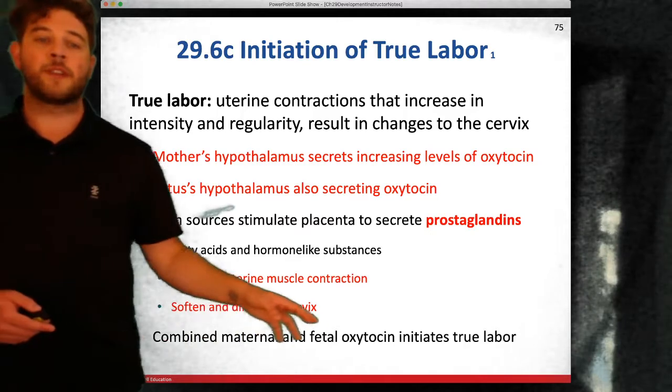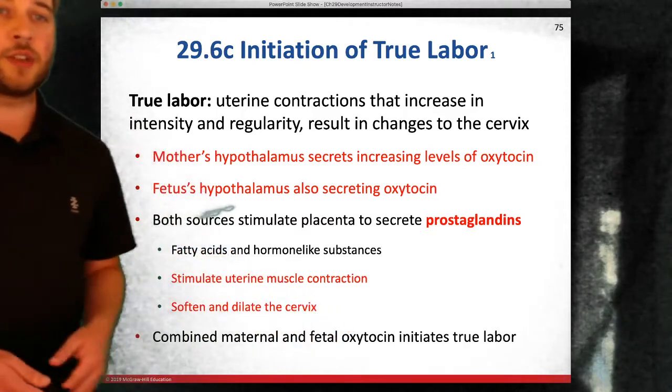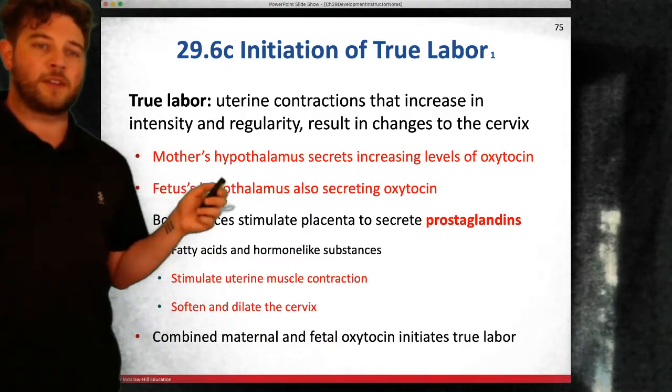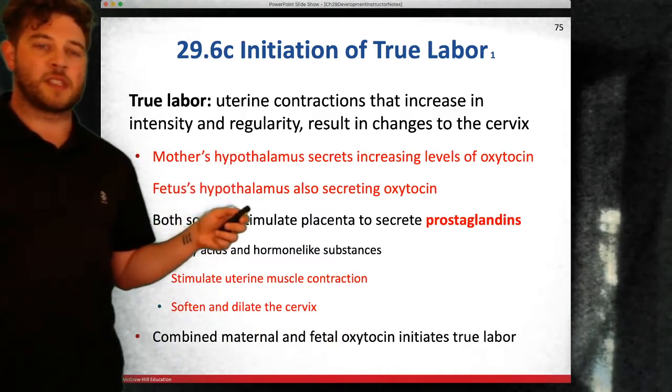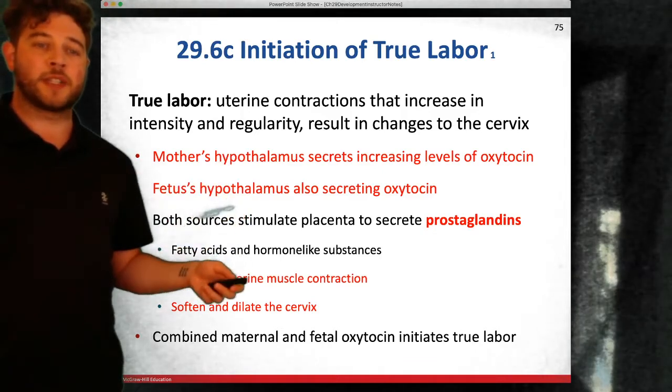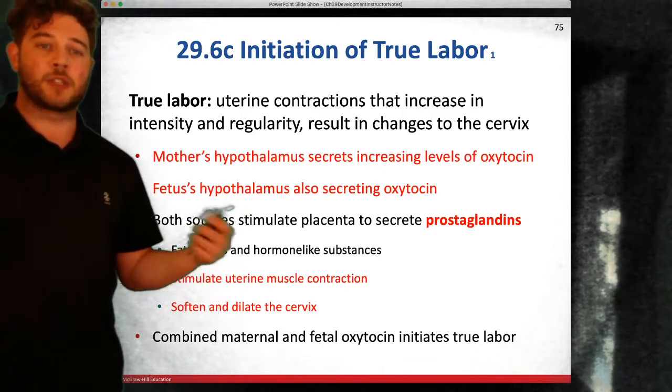Combined maternal and fetal oxytocin initiates your true labor. So oxytocin from the mother and fetus will stimulate the placenta to secrete prostaglandins that will stimulate muscle contractions, dilating the cervix, and the oxytocin will also have other roles.